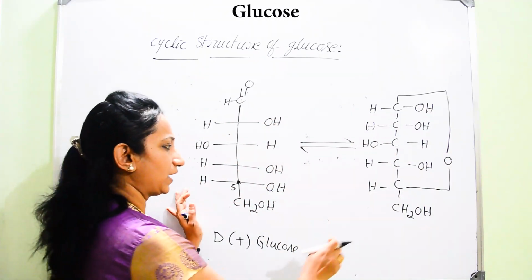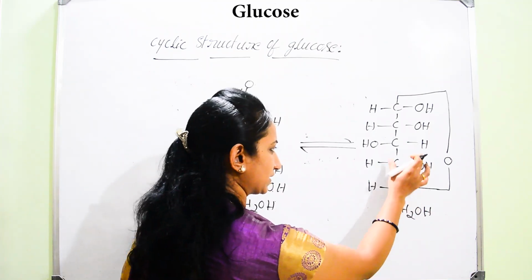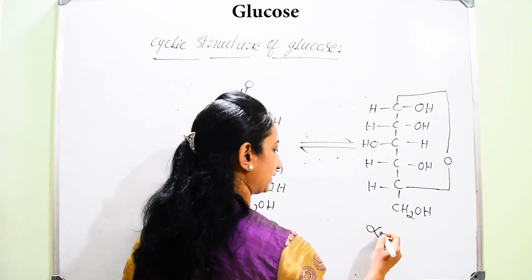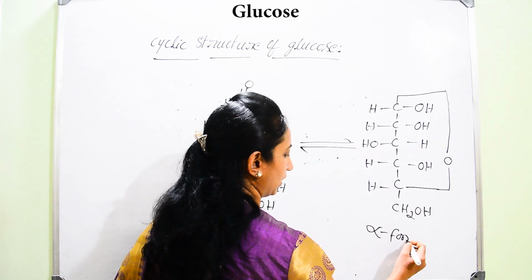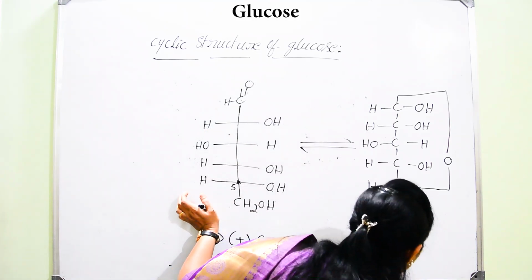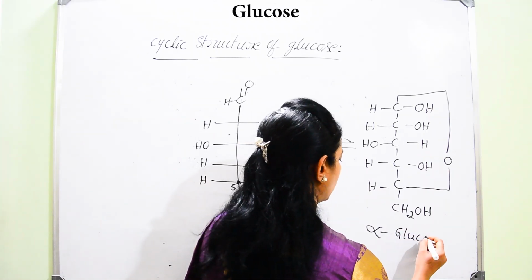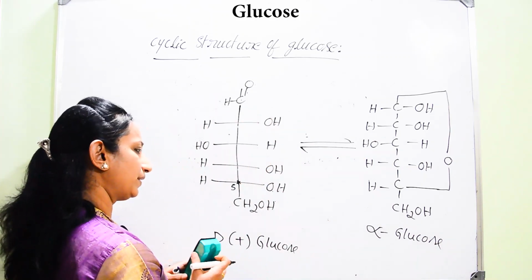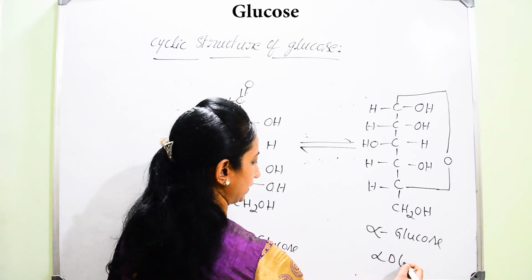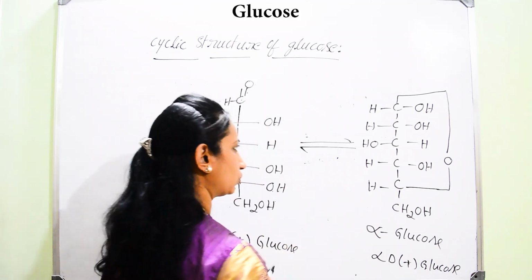Through the oxygen atom. This form of glucose, which is a cyclic ring structure, I can represent as the alpha form of glucose. Alpha glucose. Here we can even write it as alpha D plus glucose. It is also alpha D plus glucose, that is the alpha form of glucose.